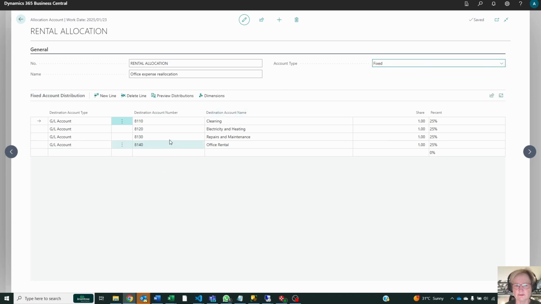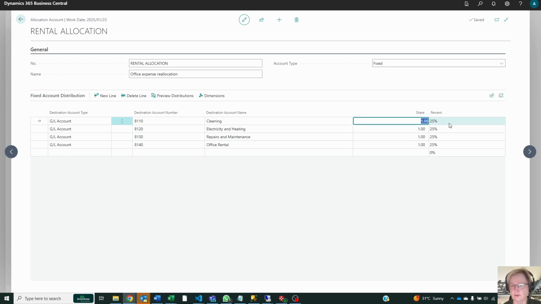I then go and specify which accounts I want to be affected. So what is going to happen is when I tell my invoice or my journal that I want to do a rental allocation, it is going to split it up into these 4 lines. You will see over here that it has split it equally. Now that's very unlikely that you want to split something equally. It is based not on the percentage, so I cannot actually edit the percentage here. It is based on this thing called the share, and that works like a ratio. So it's not a percentage, it is a ratio.